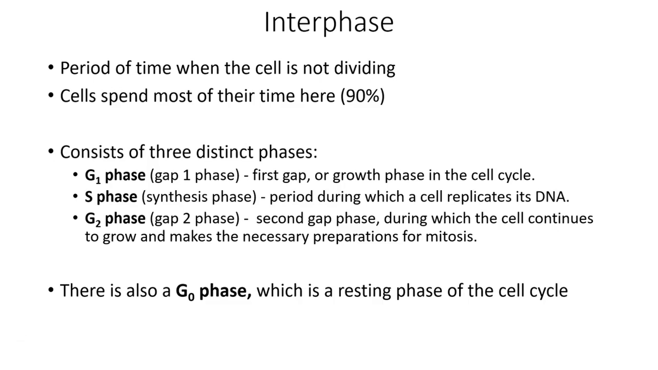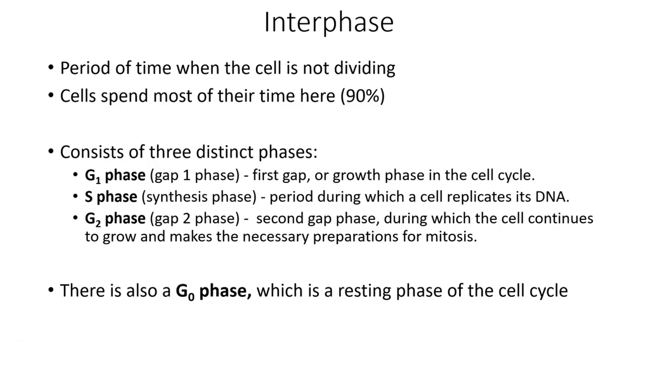So G1, also known as the gap 1 phase, or sometimes it's called the growth phase or first growth phase. This is where the cell is starting to prepare itself for the process of creating another copy. So we need to do a little bit of growth and cell maintenance in this phase. This is followed by the S phase or synthesis phase. This is when the cell is replicating its DNA so that the extra copy of the cell is going to have all of the chromosomes it needs.